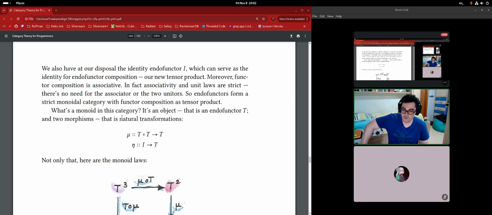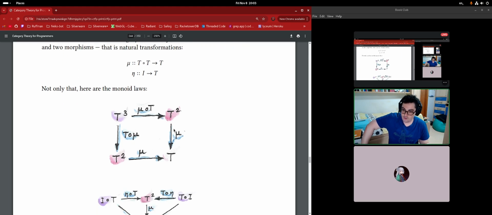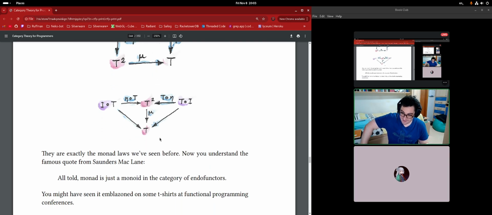What's a monoid in this category? It's an object, that is an endofunctor T, and two morphisms, that is natural transformations. So now we went back to where we started, right? We are just establishing that a monoid in this strict monoidal category has one object, which is an endofunctor T, and these are its available natural transformations. Yep. And this is representing mappend, and this is representing mempty. Yep. Not only that, here are the monoid laws. So again, the same diagrams from before. Yep. And now, after that, we can say that a monad is just a monoid in the category of endofunctors.